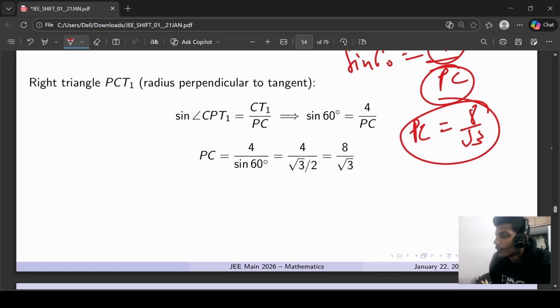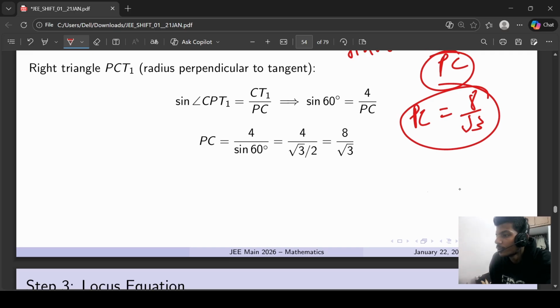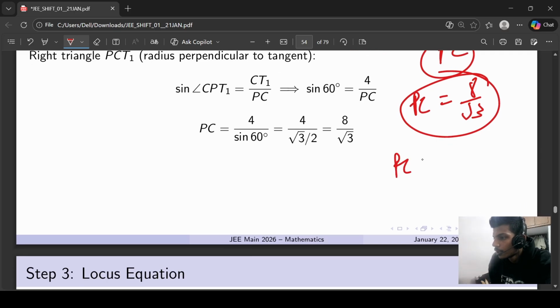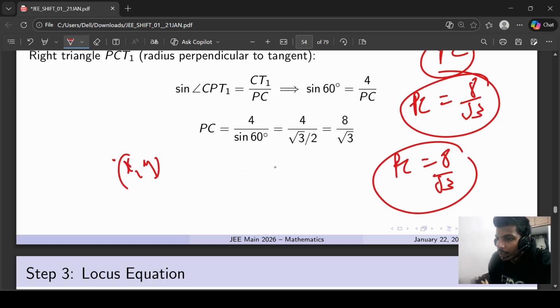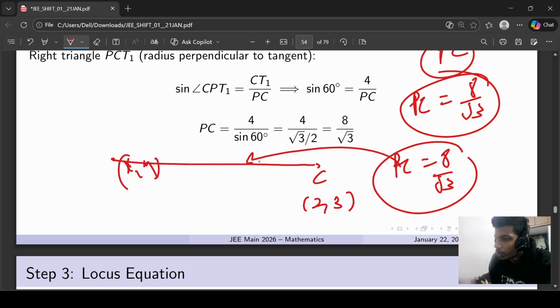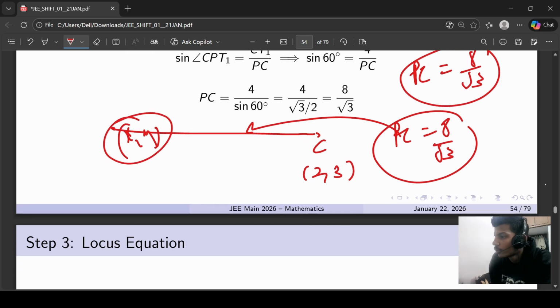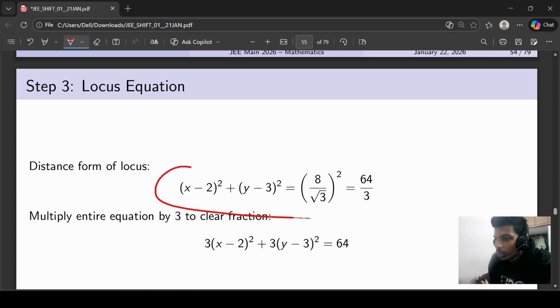Okay, now what are we going to use? We are simply using the distance formula. We know the distance, that is 8 by root 3. We have the point (x, y) and the center, that is (2, 3). We have to simply find out the distance. We know the distance, so with the help of it I can find the value of x, y. We are going to simply use it here.